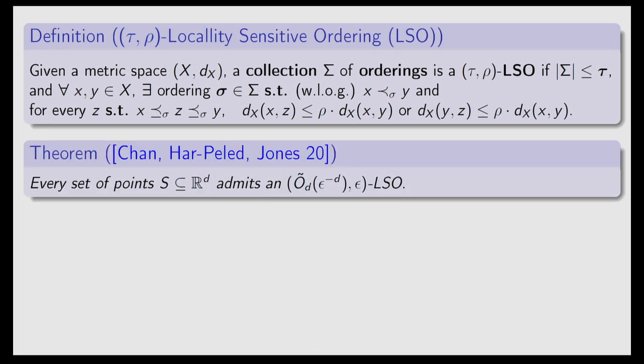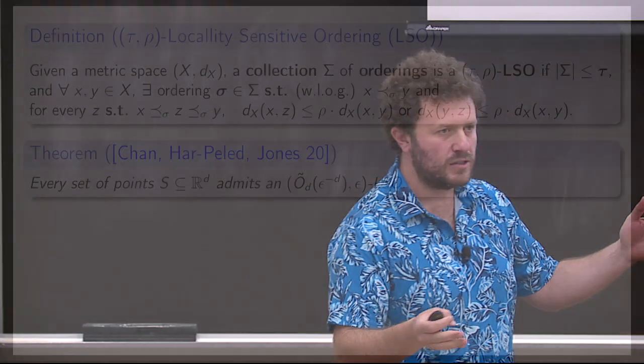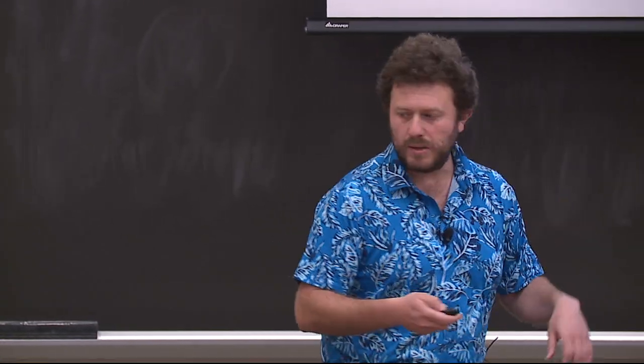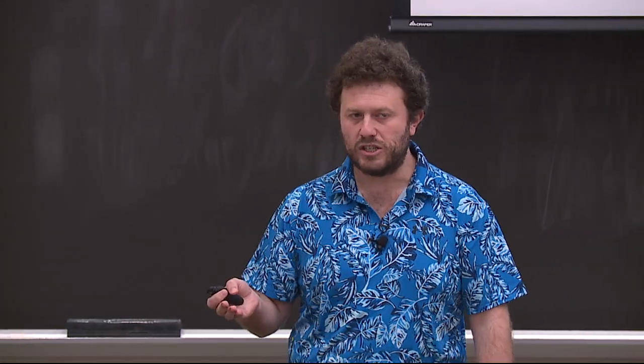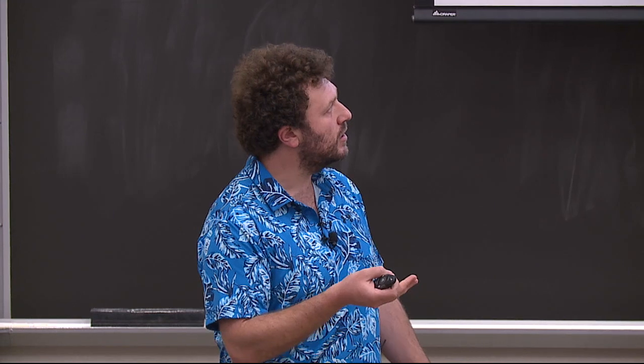And so Chan, Har-Peled, and Jones showed that for d-dimensional Euclidean space, you can always construct this locality-sensitive ordering such that the number of orderings is exponential in the dimension, so epsilon to the minus d. And this is true for the entire space. There's nothing discrete here. So let me tell you one application of why these orderings are useful.